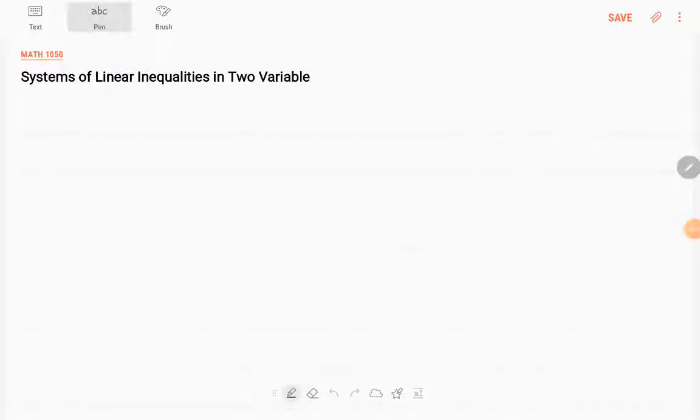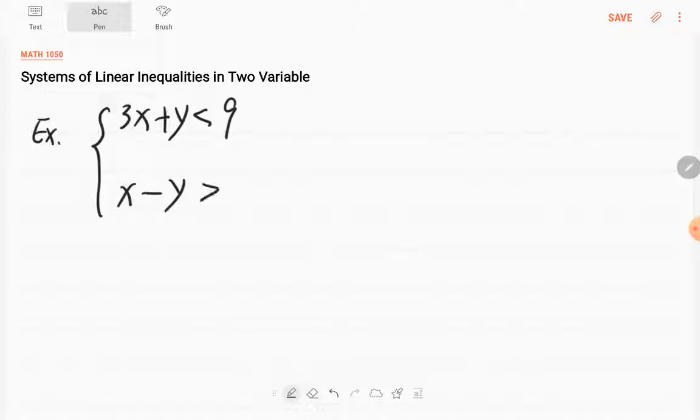In this part, I want to talk about the systems of linear inequalities in two variables. Okay, so here is the example. We use the example to illustrate this topic. So this is the example. This is a system of linear inequalities: 3x plus y less than 9 and x minus y greater than 7.